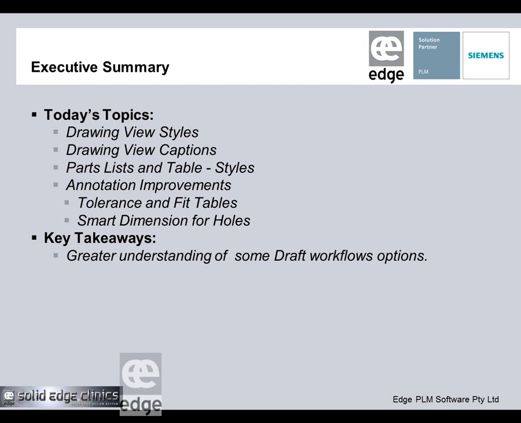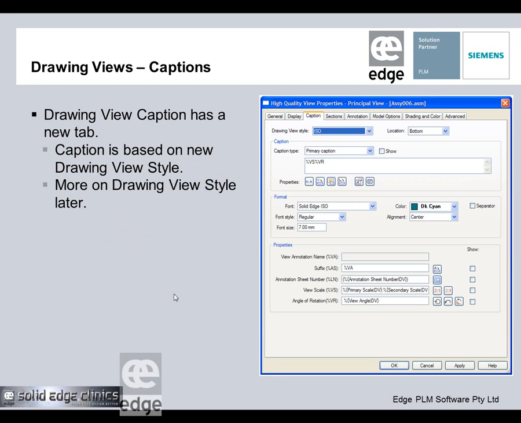We're going to look at some annotation improvements that are in both ST4 and earlier versions as well. We're looking at tolerance and fit tables, which have been around for a while, and some new smart dimension for holes, and how we can program tolerancing on callouts. Okay, drawing view captions.